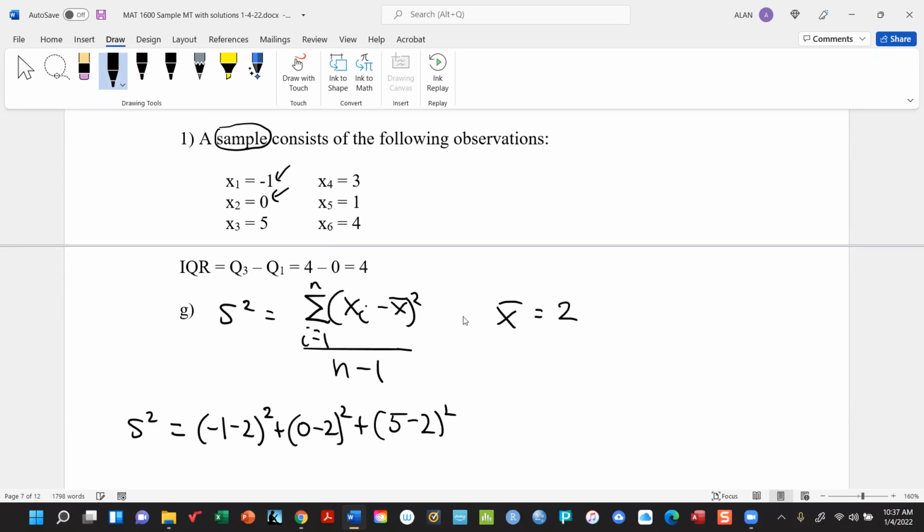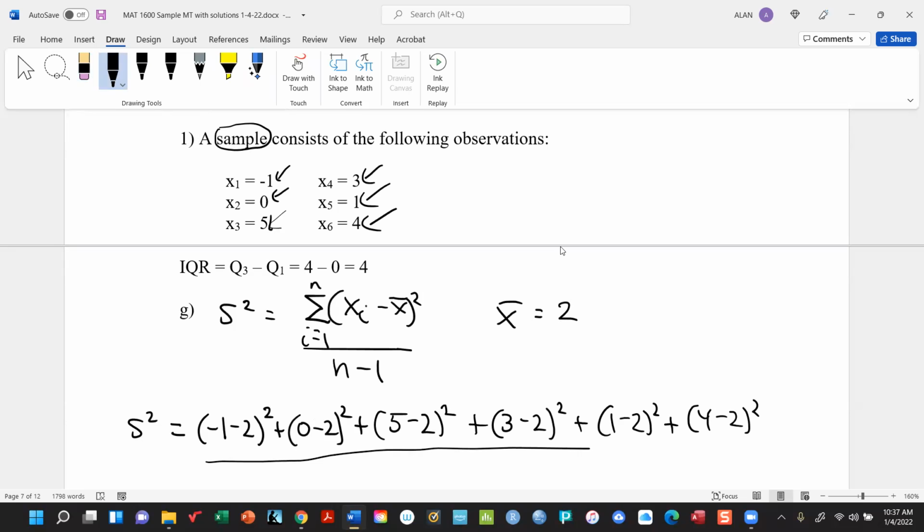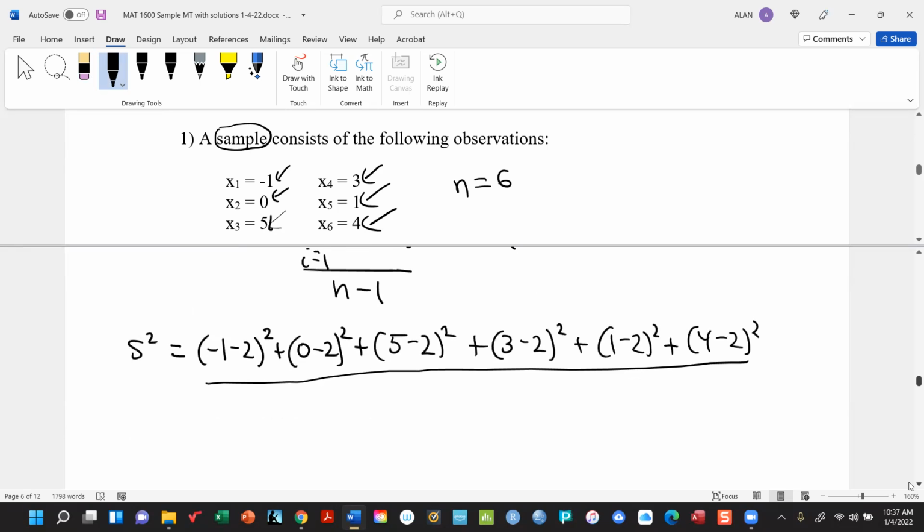Five minus 2 squared. I was trying to indicate that this is coming from here. And then we go up to this one. And then the next one. And then finally this one. Now, here's where we also have to watch it. In this case, n is 6. There's 6 observations. So according to the formula, what we're going to do here is divide not by 6, but by 5.